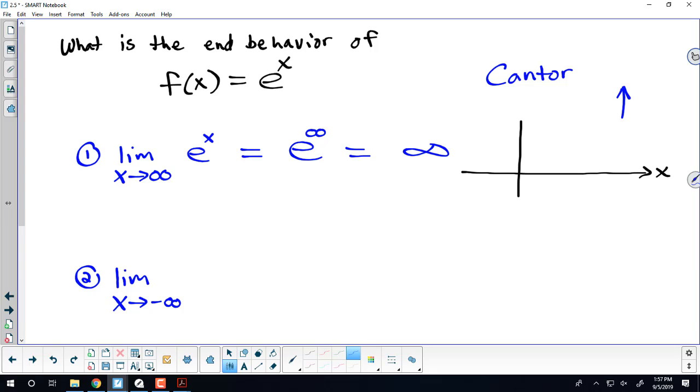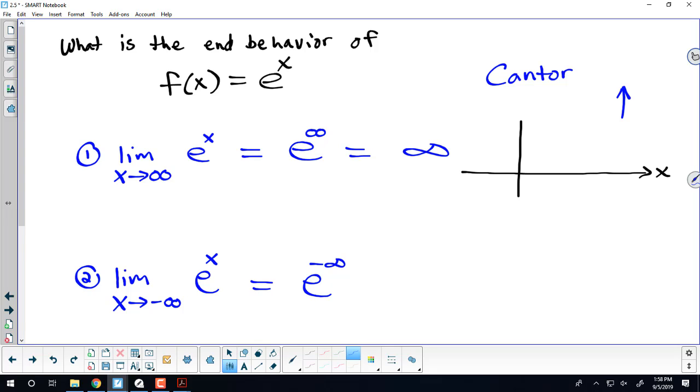So that's what we're looking at. As x gets large in the positive sense, the function gets large in the positive sense. What about the limit as x approaches negative infinity on e to the x? Yeah, 0. So let's just plug that in. e to the negative large number.